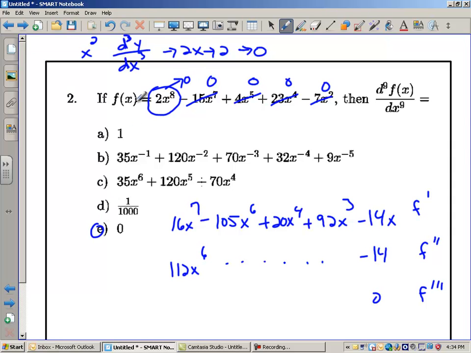So I'm not going to take the derivative 9 times. It's going to take me too long. You can go ahead and try it, but you're going to see that the derivative works out to be 0 because we're out of x's.